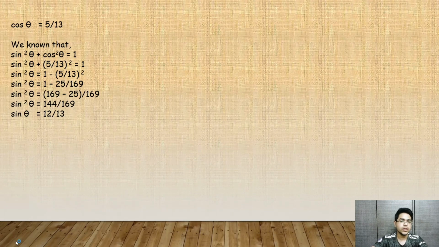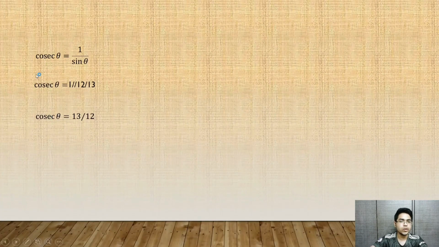Now in the next slide, if you want to calculate cosec theta, then cosec theta will be equal to 1 upon sine theta, and cosec theta is equal to 1 divided by 12 by 13. That will give us 13 divided by 12. So cosec theta is equal to 13 divided by 12. So moving to the next slide.